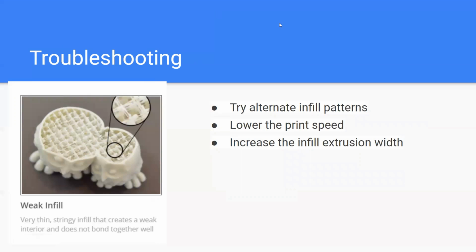Next up, you might encounter weak infill. Obviously, this is important if you're optimizing strength. So this usually happens with grid-based infill. So first step, change it to triangular. Second step, lowering the print speed. And lastly, you're going to want to increase the extrusion width.